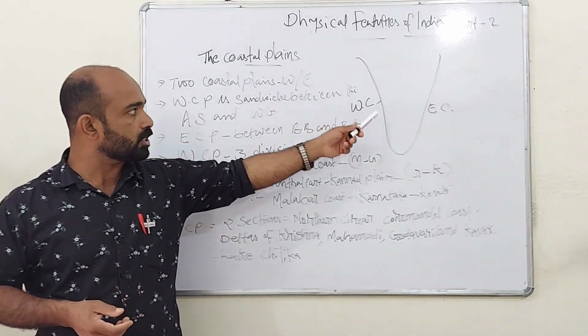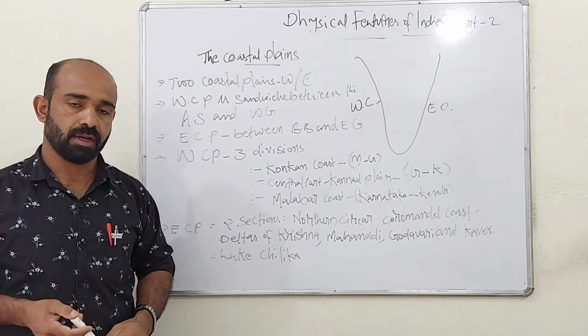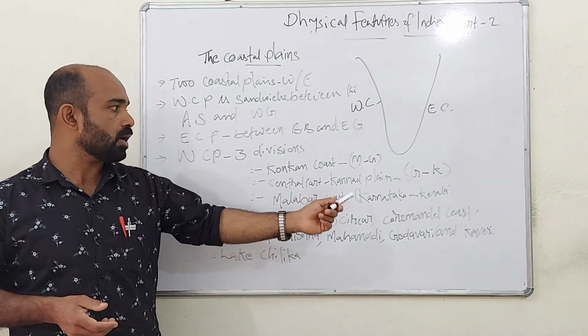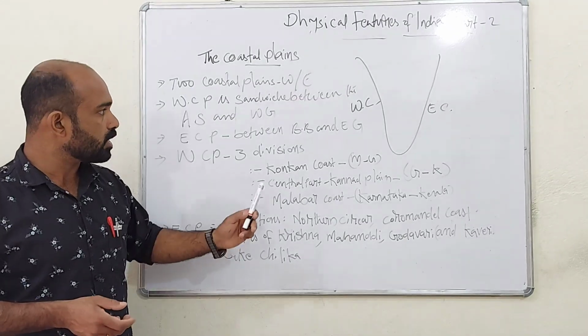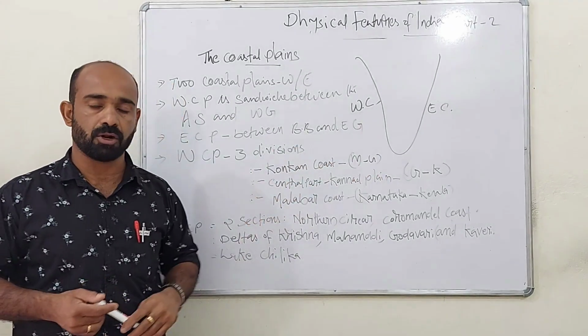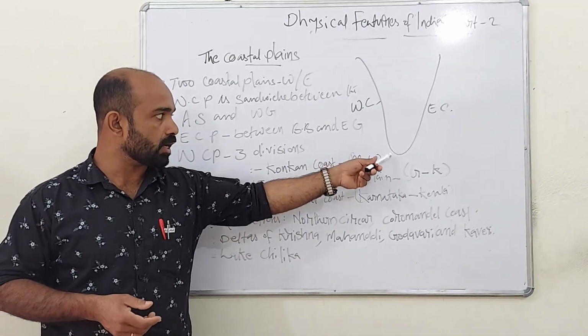The middle region is known as Kannada Plain. That is located in the states of Goa and Karnataka. And the southern portion is known as Malabar Coast. It is located in the states of Karnataka and Kerala.